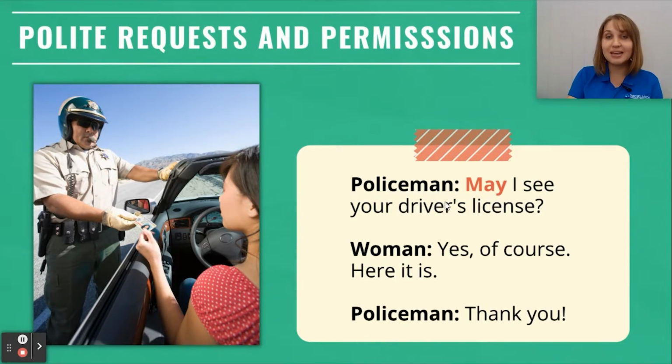A policeman is asking a woman, "May I see your driver's license?" And the woman is answering, "Yes, of course, here it is. Thank you." So the policeman is using the form may, which is very polite, and he's asking for a driver's license. And let's look, what are the other forms? How do you form the polite request?